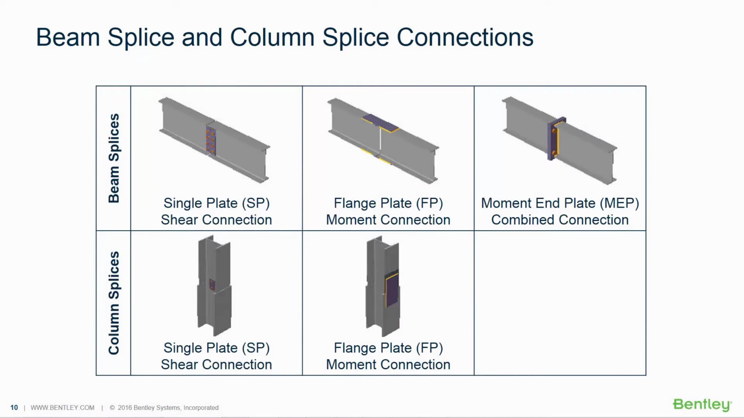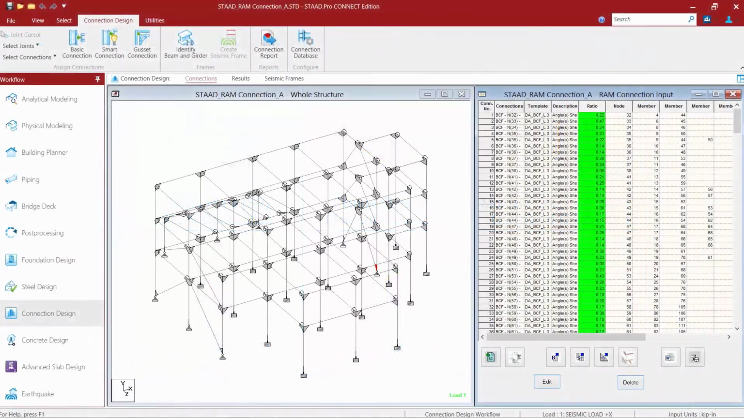Welcome to the Bentley Systems training course where you will learn how to design steel connections in STAAD.Pro using RAM Connection. In this video, we will show you how to design beam and column splices for their shear and moment reactions. We will now turn our attention to our sample model. This particular model contains one beam splice and one column splice for demonstration purposes.